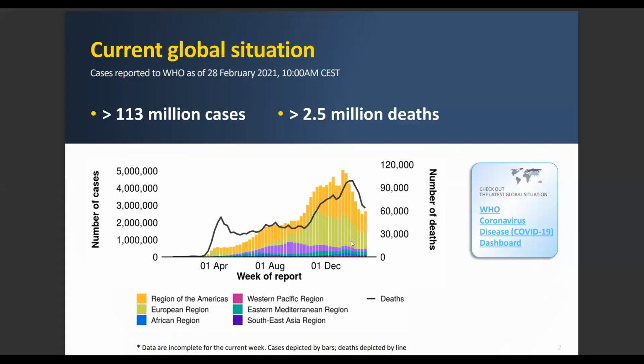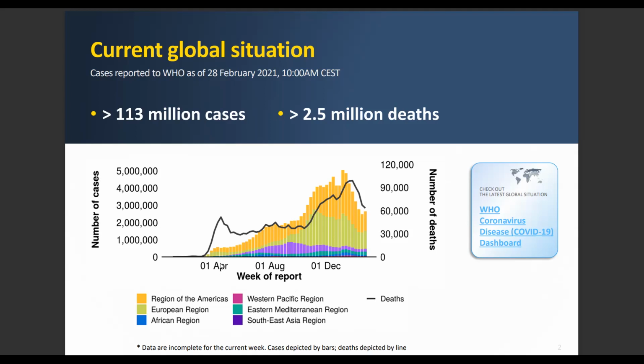Okay, then what these figures are saying: these colors are representing these regions. The yellow color is for the region of the Americas. The light green represents the European region. The blue one represents the African region. This pink one is for the Western Pacific region, and green color is for the Eastern Mediterranean region, and the purple one is for the Southeast Asia region. So these are about the number of cases. So these are representative cases.